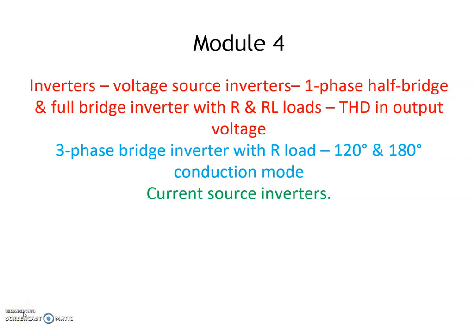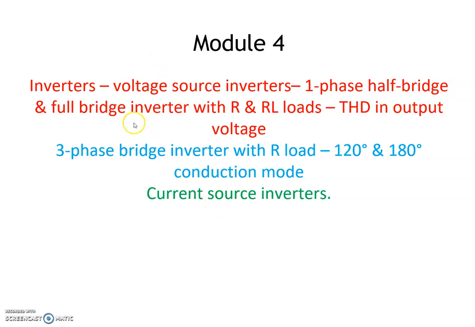Let us start our module 4. In module 4, we will discuss inverters. Inverters are circuits used to convert DC power into AC power. The input of an inverter is DC and the output from the inverter is variable voltage, variable frequency AC power. There are different types of inverter: voltage source inverter and current source inverter.